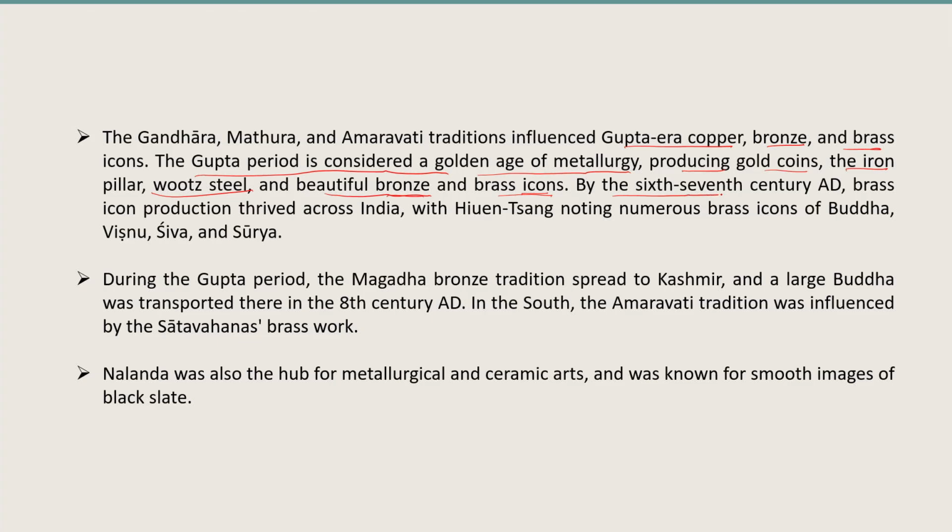By the 6th-7th century AD, brass icon production thrived across India, with Hiuen Tsang noting numerous brass icons of Buddha, Vishnu, Shiva and Surya. During the Gupta period, the Magadha bronze tradition spread to Kashmir and a large Buddha was transported there in the 8th century AD. In the south, the Amravati tradition was influenced by the Satavahana brass work. Nalanda was also a hub for metallurgical and ceramic art and was known for smooth images of black slate.